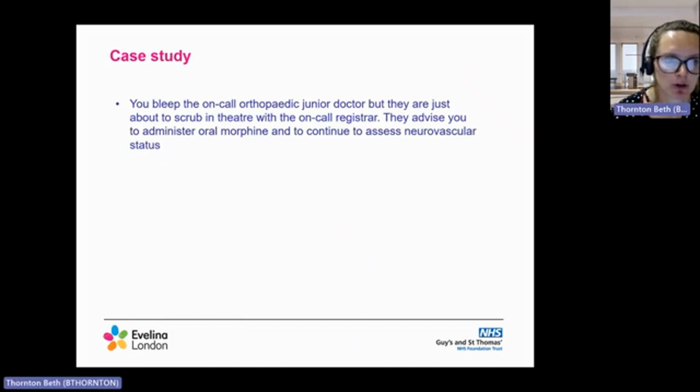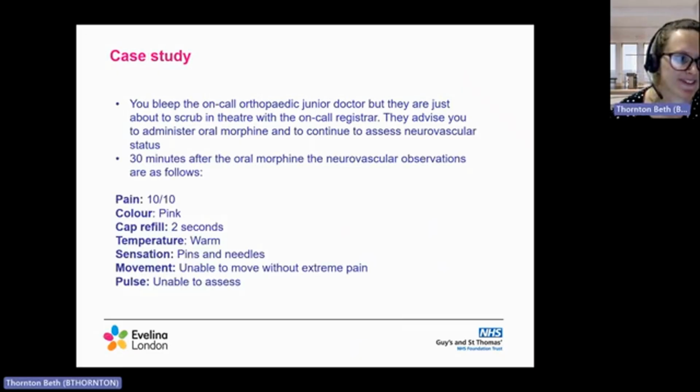You bleep the on-call orthopaedic junior doctor and they're just about to scrub into theatre with the on-call registrar. So they advise you to administer oral morphine and continue to assess neurovascular status. And they tell you to try and bleep back if there's any more problems. So a bit of a brush off.